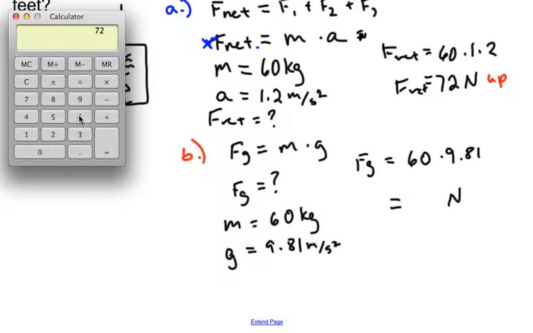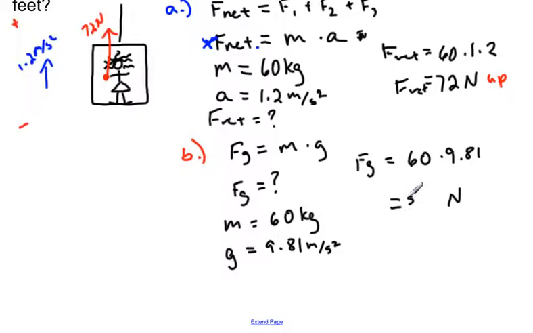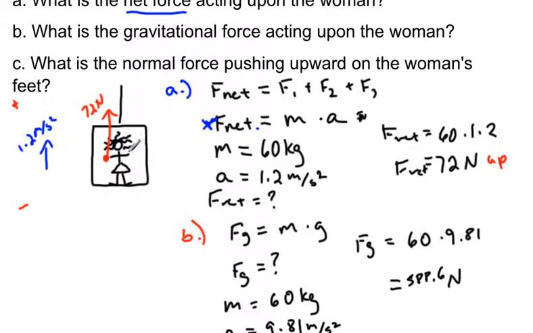And let me get out my calculator. So 60 times 9.81. It's going to get us 588.6 newtons. Now, that's newtons, but remember these things have to have a direction, so my force of gravity is always acting toward the Earth.